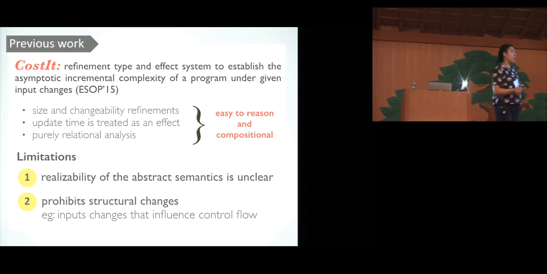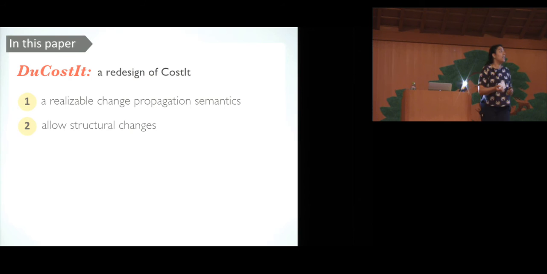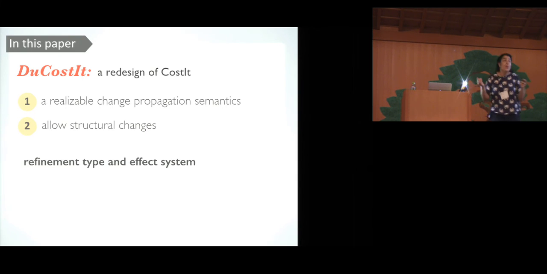For instance, in CostIt, input changes that influence the control flow of a program are forbidden with stringent typing restrictions. So in this work, we present DuCostIt, which is a redesign of CostIt to address these two limitations. DuCostIt comes with a realizable change propagation semantics, and it allows structural changes. But at its core, it's still a refinement type and effect system.